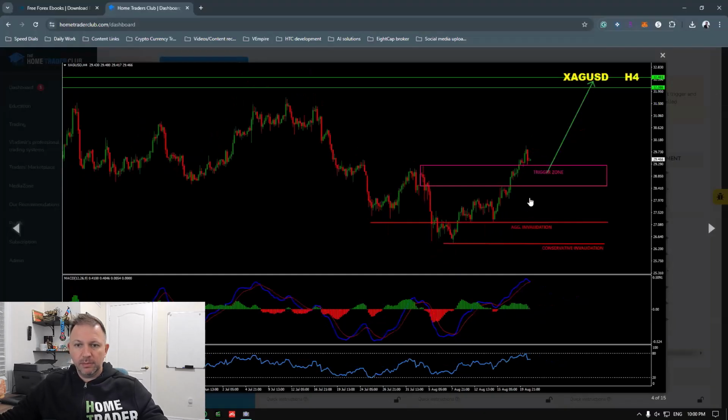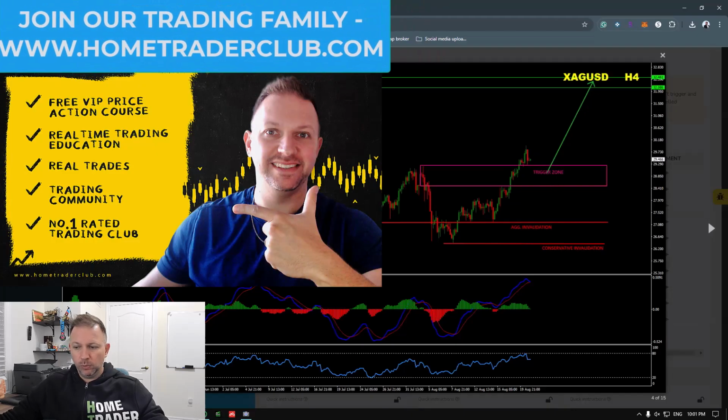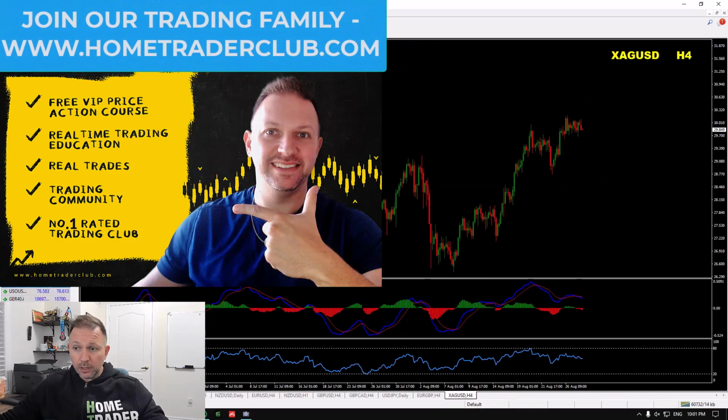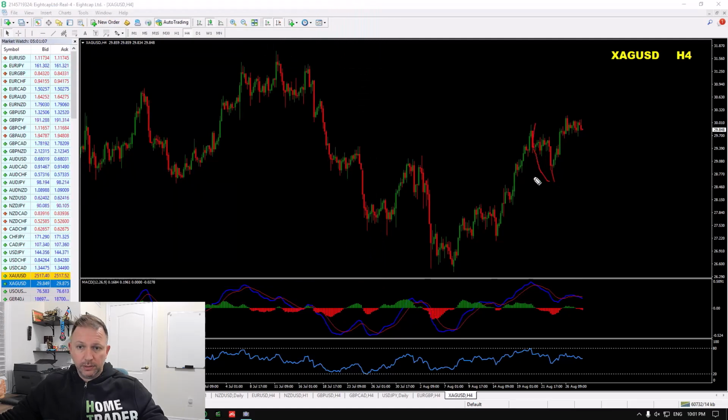Once again, let's go to the members area. This is our trigger zone, broken resistances that now become support. We want a pullback and we want the buys. So we go here down, we enter the trigger zone, and here comes the condition of the hidden divergence. Higher lows on the chart, lower lows on the indicator.